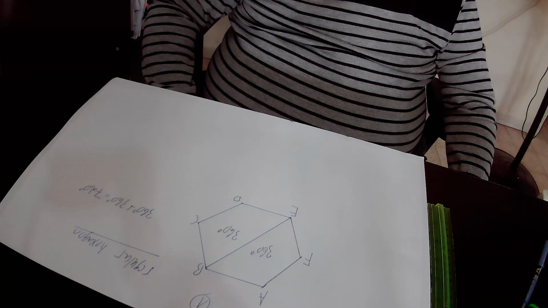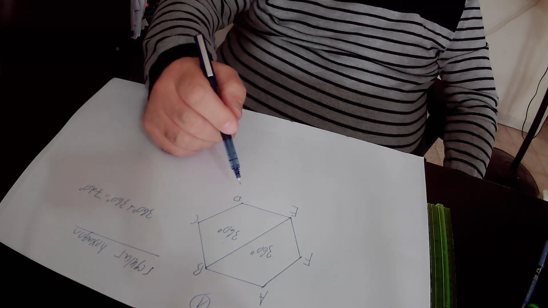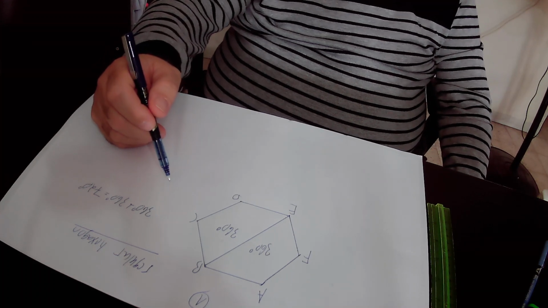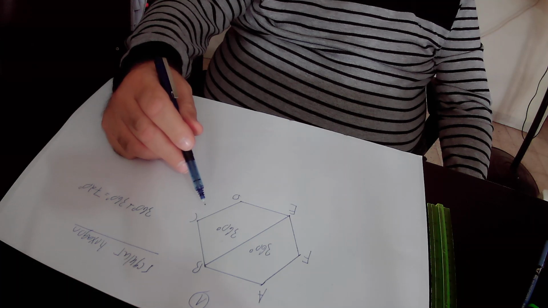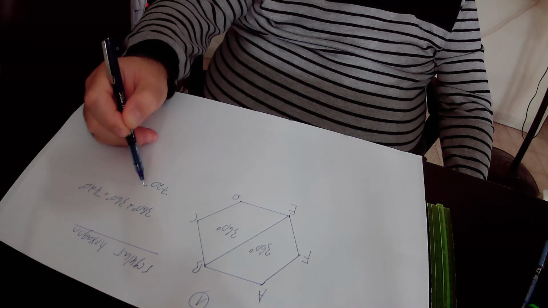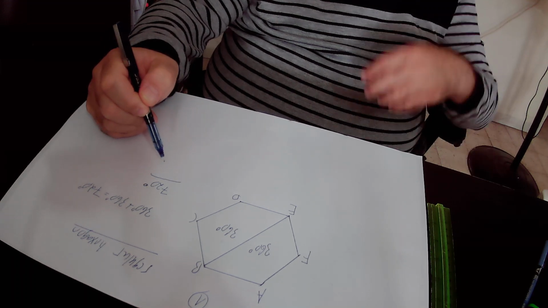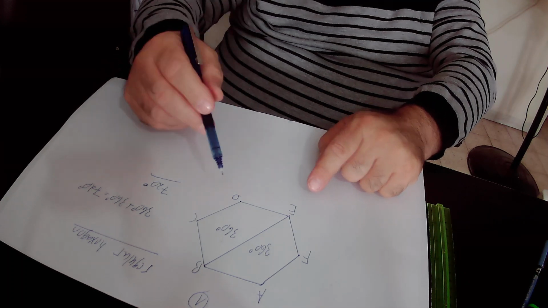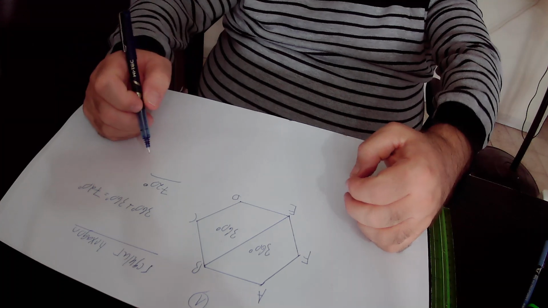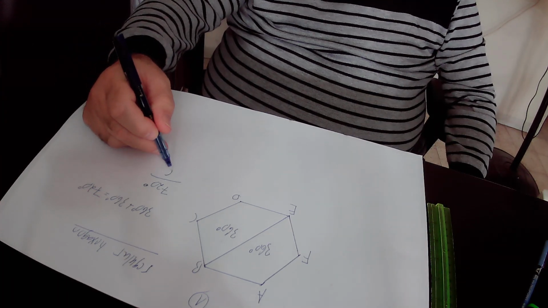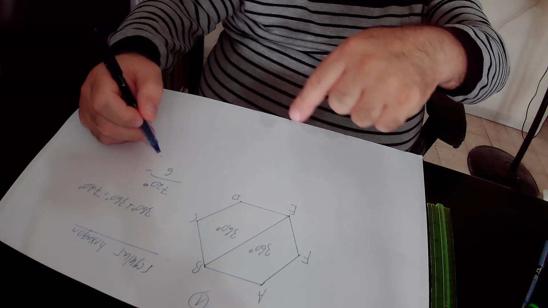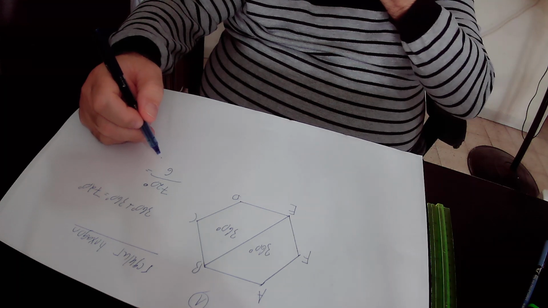Okay, and what is the size of one internal angle in this hexagon? The size of one angle will be equal to the sum of all the angles, that is 720 degrees, over the number of angles in this regular hexagon. The number of angles is 6, right? It is 2, 4, 6. So the sum of the total angles, 720 degrees, over the number of angles will give us the size of one angle. Why? Because all the angles are equal to each other.